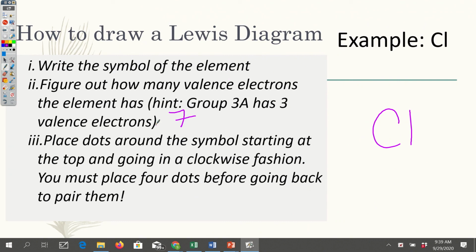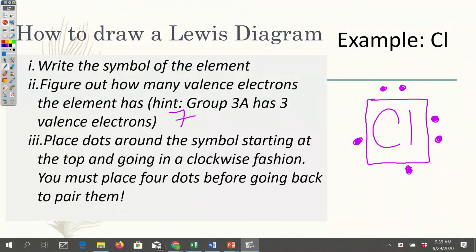We're going to place dots around the symbol, starting at the top and going around clockwise fashion. You must place 4 dots before going back to pair them. So essentially, you're going to pretend there's a box around chlorine. You can draw it if you want to. You don't have to. And we're going to put 1 on each side before we go back to pair until we get to 7. So 1, and I'm now going to put another one next to it. I got to go to the next side. 2, 3, 4. Now I can go back and pair.